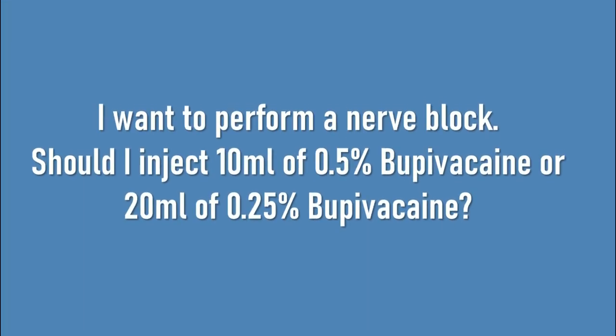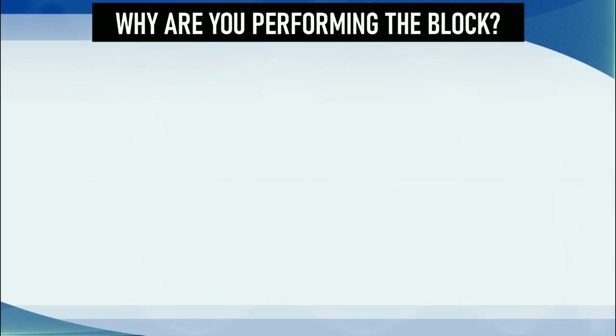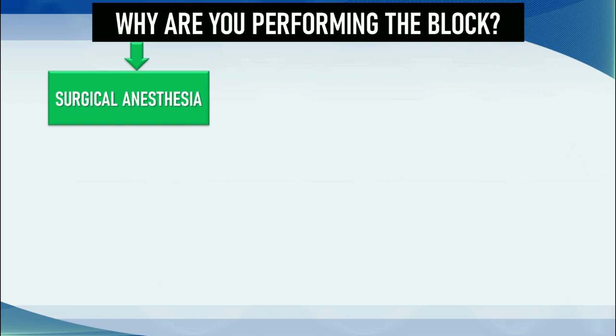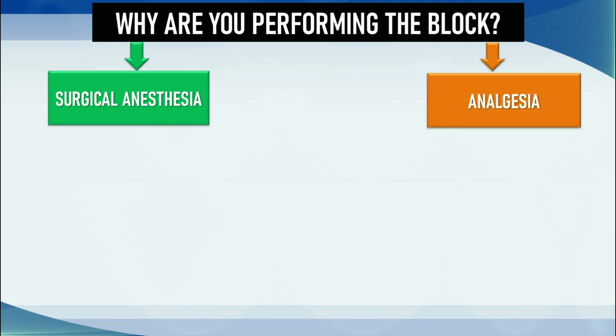I want to perform a nerve block. Should I inject 10 mils of 0.5% bupivacaine or 20 mils of 0.25% bupivacaine or levobupivacaine? Why are you performing the block? Is it for surgical anesthesia or is it for pure analgesia?